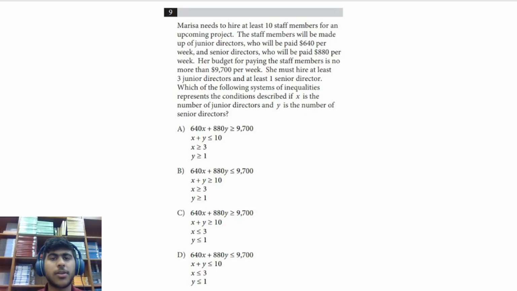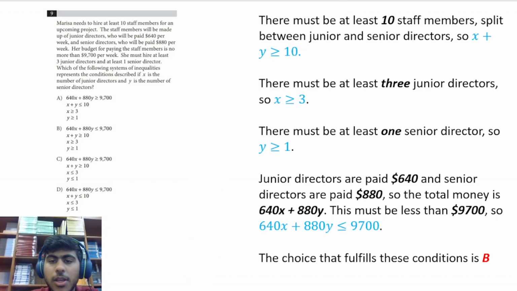So let's start at the ground and build up, right? We have to have at least 10 staff members. So between the junior and senior directors, which is x and y, x plus y has to be greater than or equal to 10. And there has to be at least 3 junior directors, so x is greater than or equal to 3. There must be at least 1 senior director, so y has to be greater than or equal to 1.